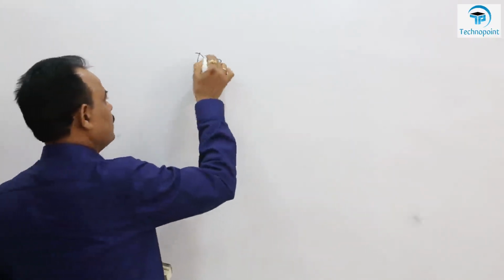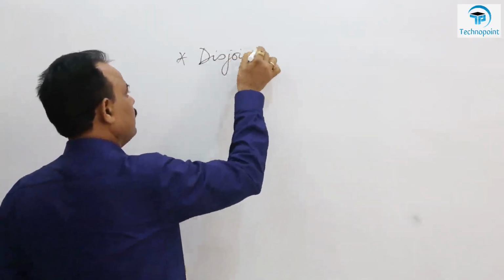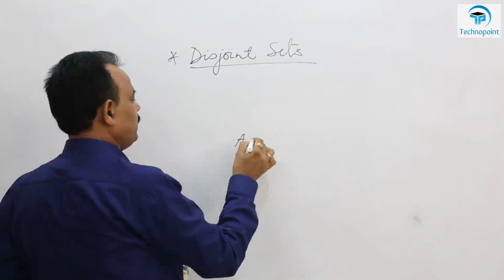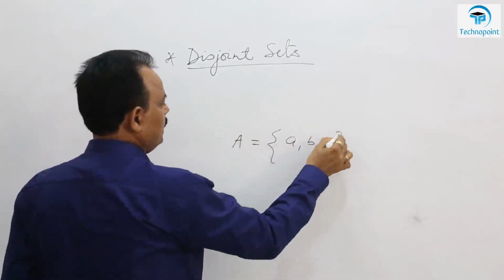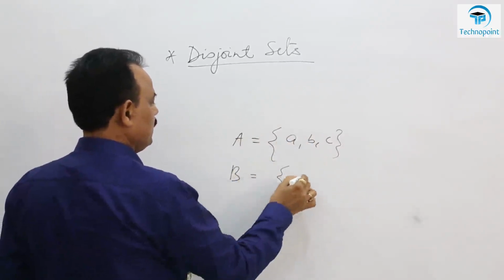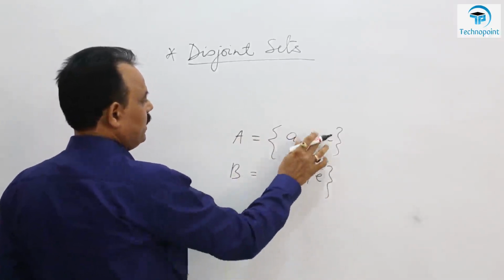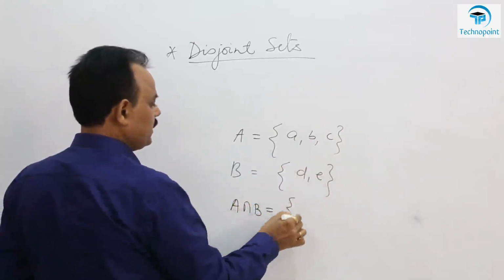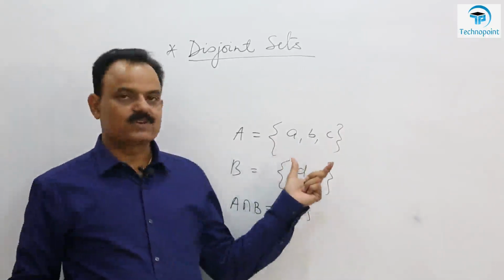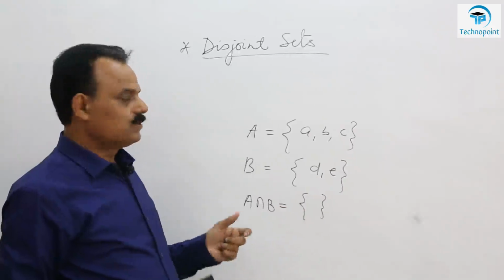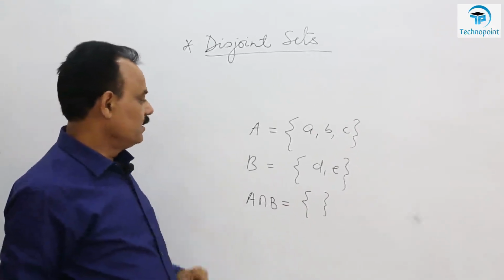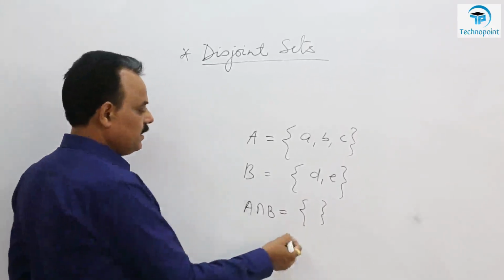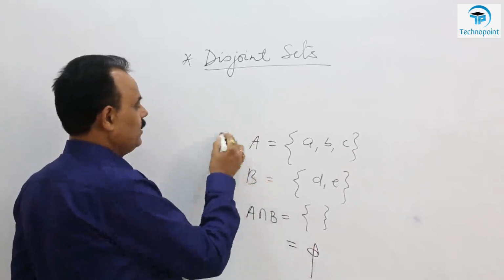Next is disjoint sets. If A and B are two sets, suppose A is A, B, C and B is D, E. Is there any element common to these two? No. So their intersection is an empty set. There is no element which is common to both the sets. If there is no element common to both A and B, then A and B are called disjoint sets. If their intersection is an empty set, then these two are called disjoint sets.